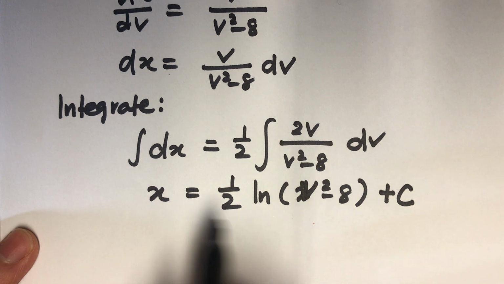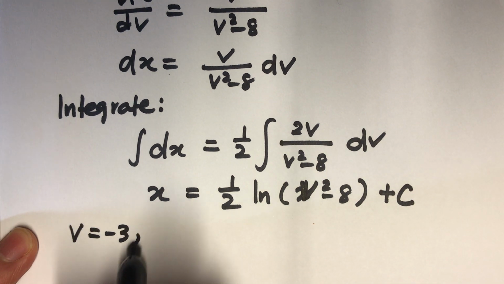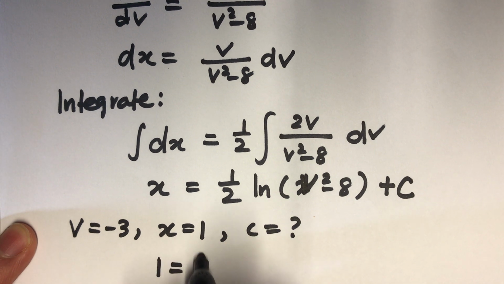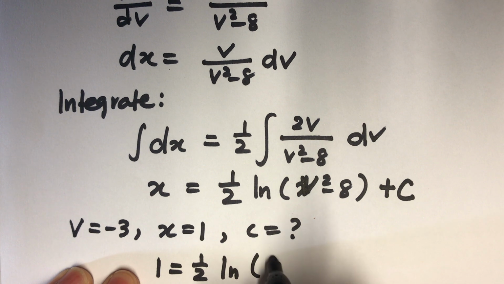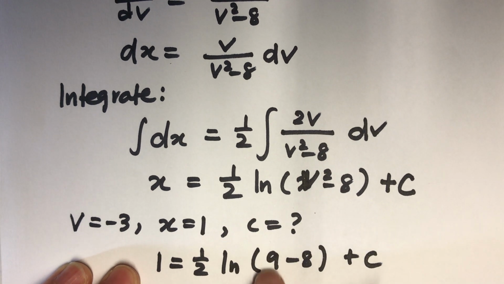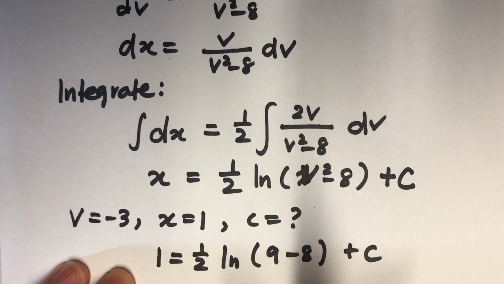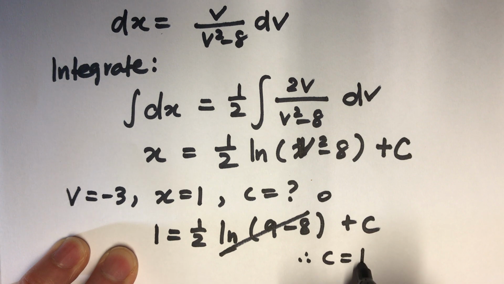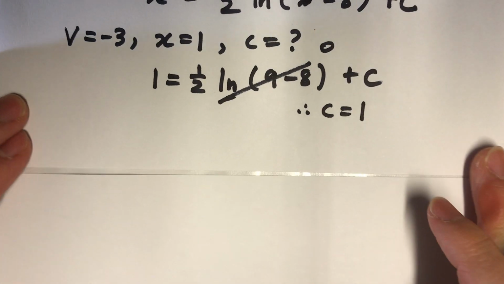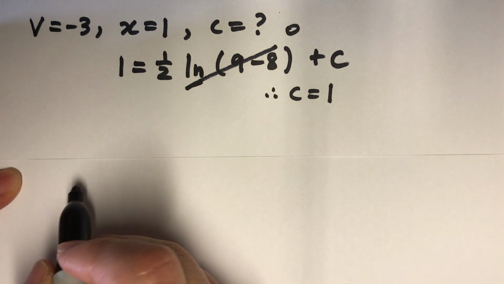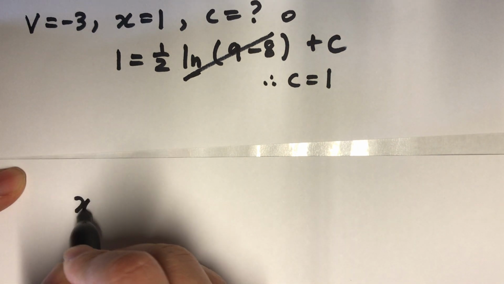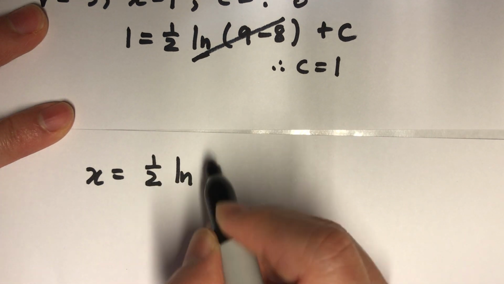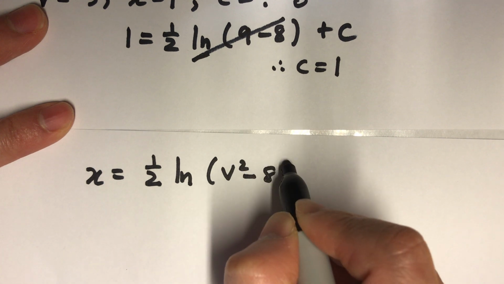Okay, so I'm going to find the c when v equals minus 3 and x equals 1. We need to find c. So when you do that, 1 equals half ln of 9 minus 8, plus c, because I put v as minus 3, squared. Now ln 1 is 0, so the whole thing's going to be 0. My c therefore equals 1. Okay, so that's not too bad. So let's rewrite my equation here, and it will be x equals half ln, I might just put brackets, plus 1.